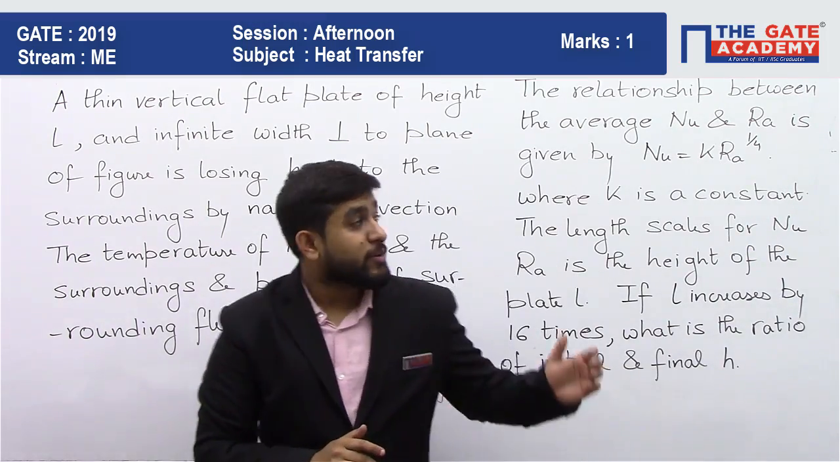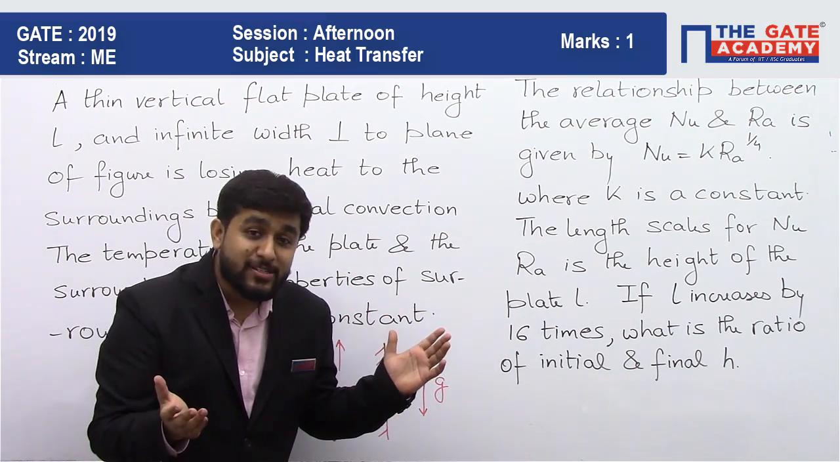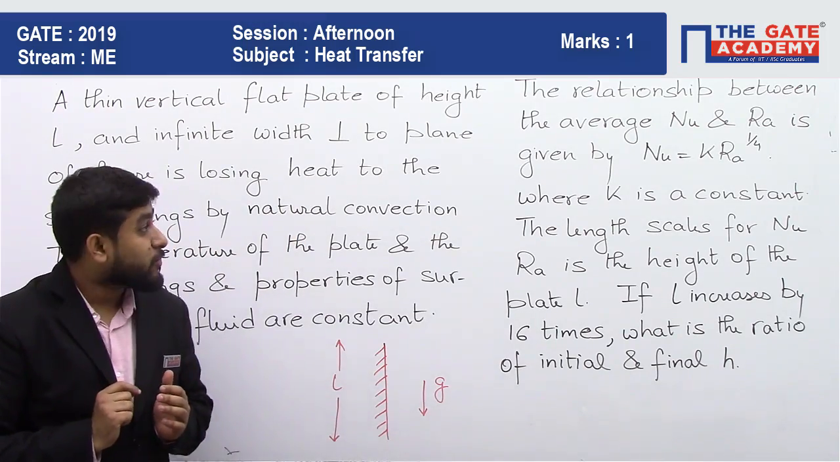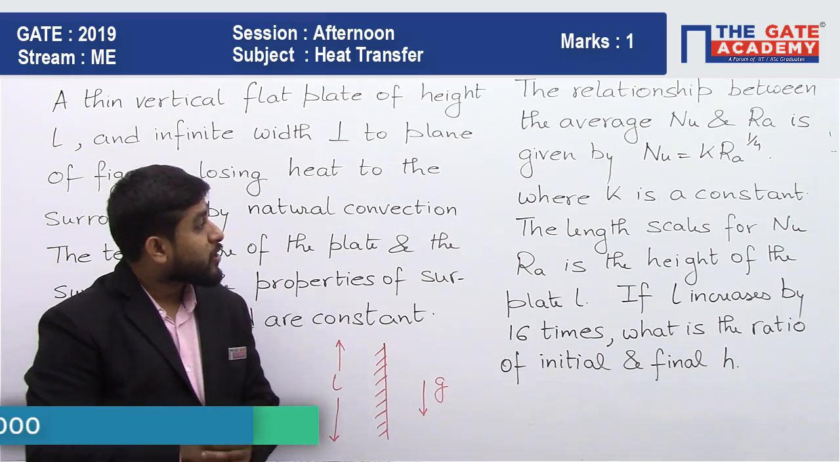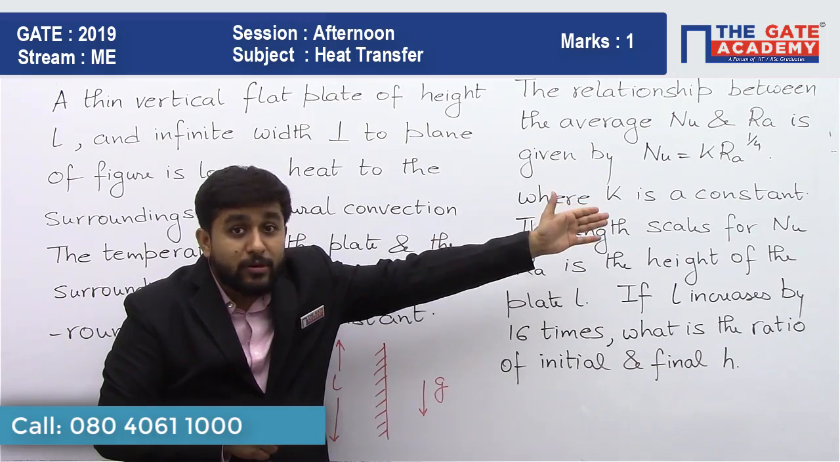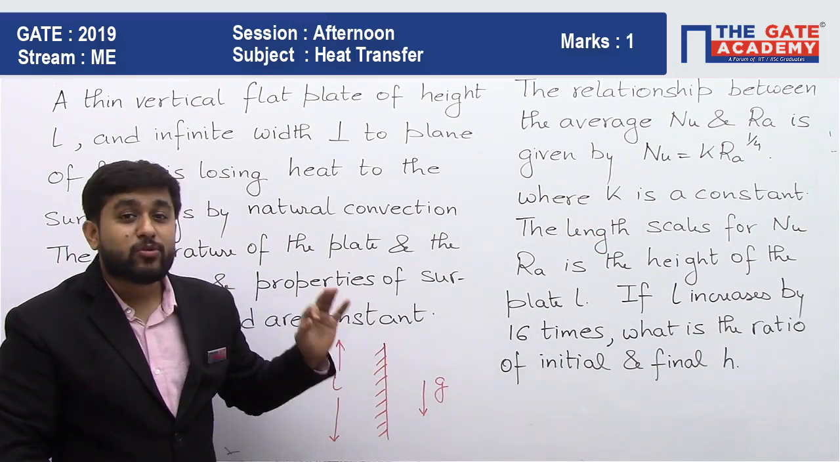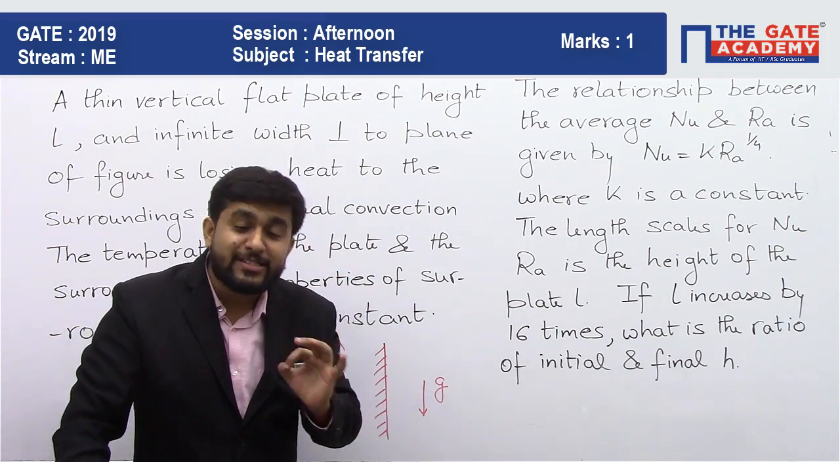The relationship between the average Nusselt number and Rayleigh's number. So I hope you remember what is Nusselt's number. It is a dimensionless representation of coefficient of convection. And Rayleigh's number is the product of Grashof's number and Prandtl number. It is given by Nusselt number is equal to some k into Rayleigh's number raised to power 1 by 4, where k is a constant. So Nusselt number is dependent on 1 by 4th power of Rayleigh's number.